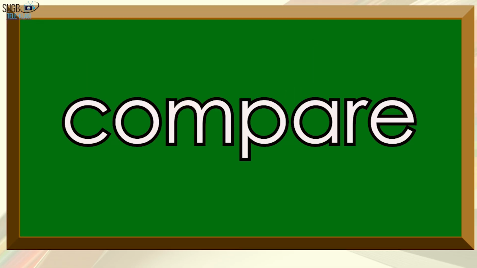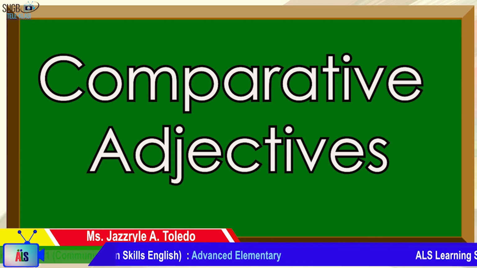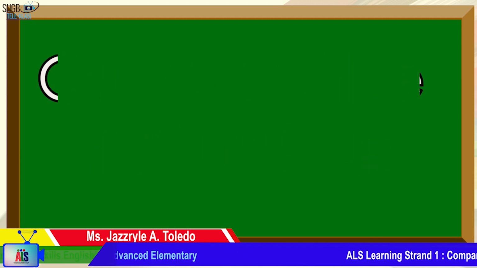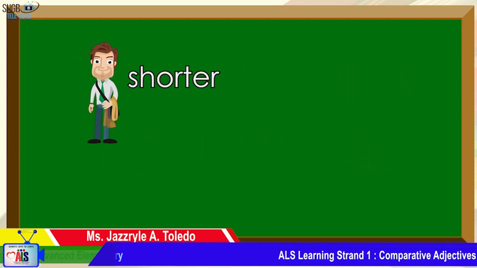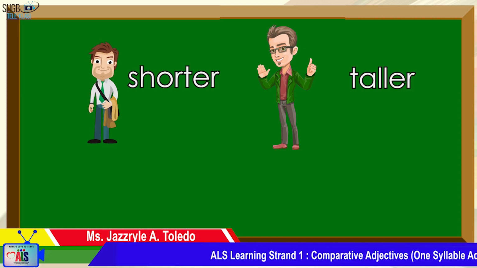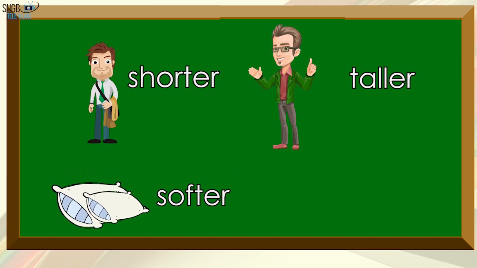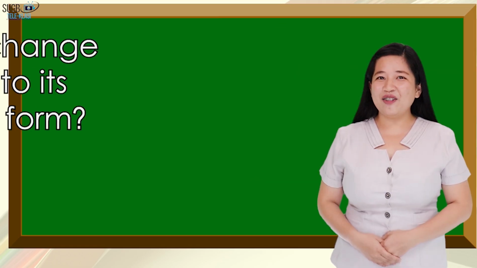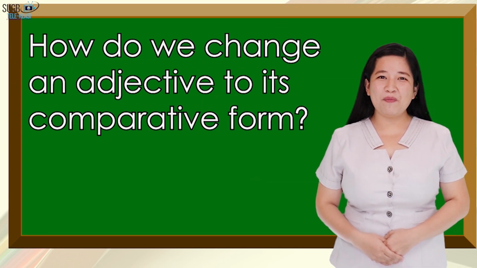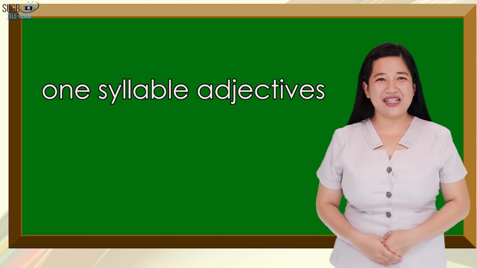We often have to compare people, places, objects, and events. And to do this, we need to use comparative adjectives, such as shorter, taller, softer, harder. How do we change an adjective to its comparative form? Let's start off with one-syllable adjectives.